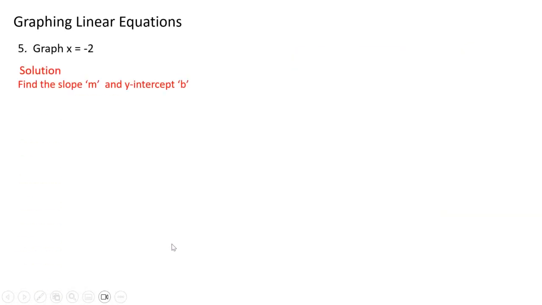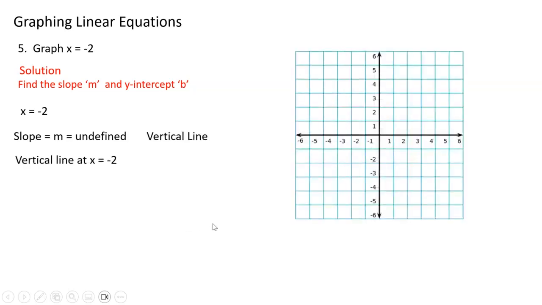x equals negative 2. This has an undefined slope, which means it's going to be a vertical line. So we're going to graph x equals negative 2. We're going to graph this whole line here. x equals negative 2. That's my line.